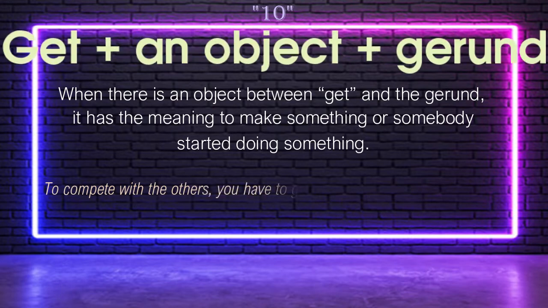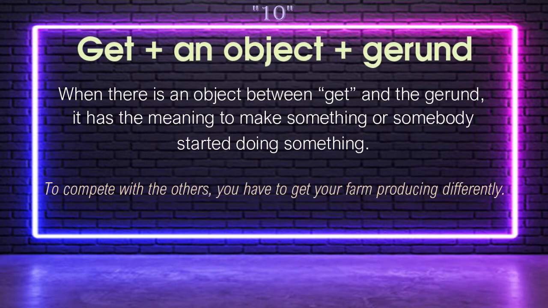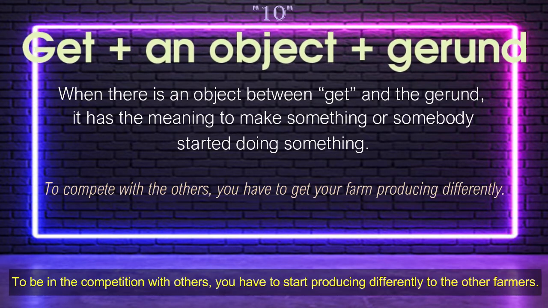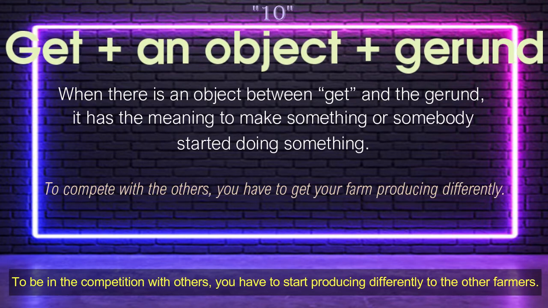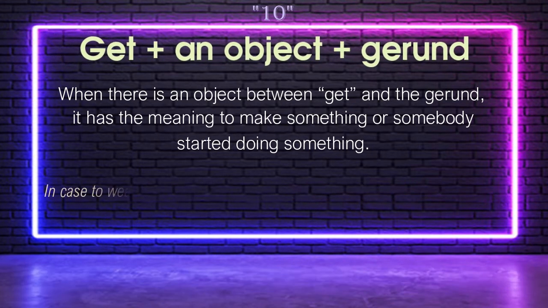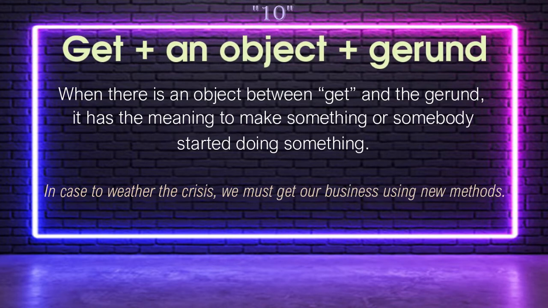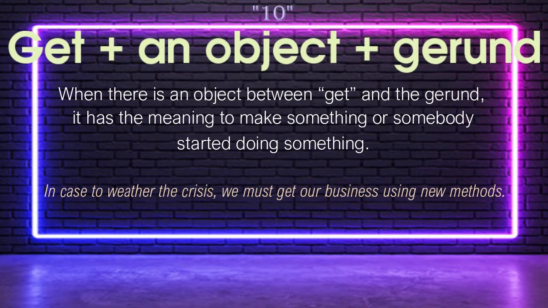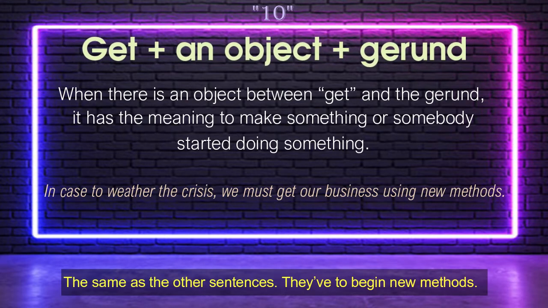To compete with the others, you have to get your farm producing differently. To be in the competition with others, you have to start producing differently to the older farmers. In order to resolve the crisis, we must get our business using new methods. The same as the earlier sentences: they have to begin new methods.